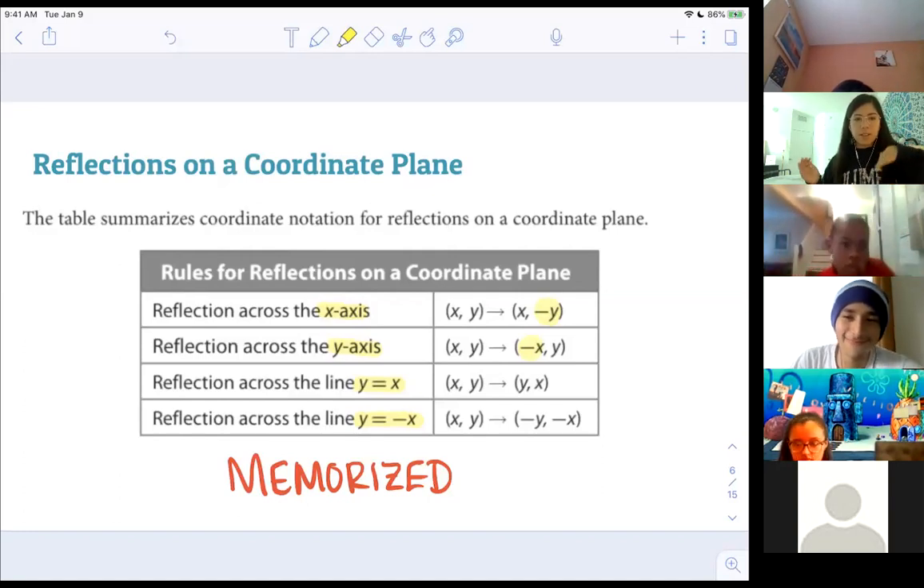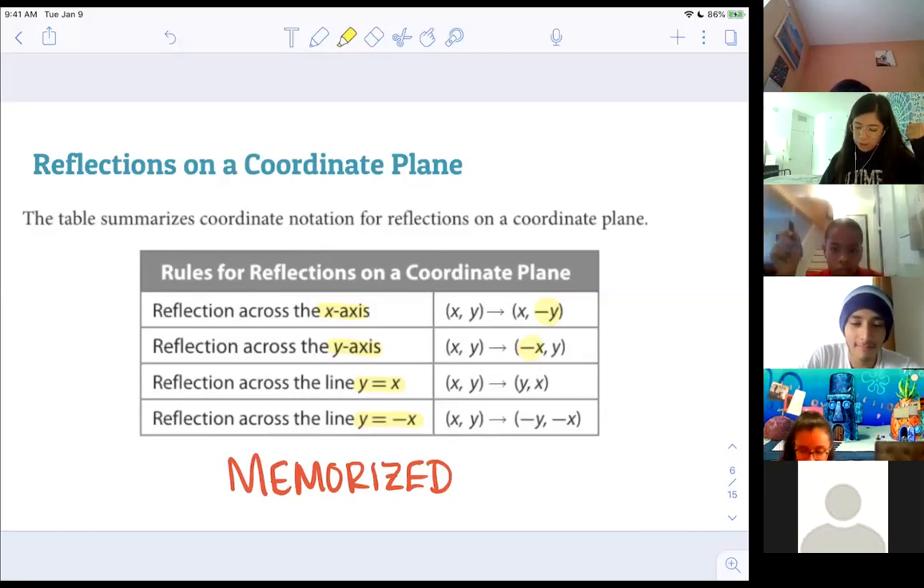Okay, so there it kind of goes opposite, right? When you reflect across the x-axis, it's the y that changes. When you reflect across the y-axis, it's the x that changes. So that's a nice little pattern. And then what about when you reflect across the line y equals x? What happens?